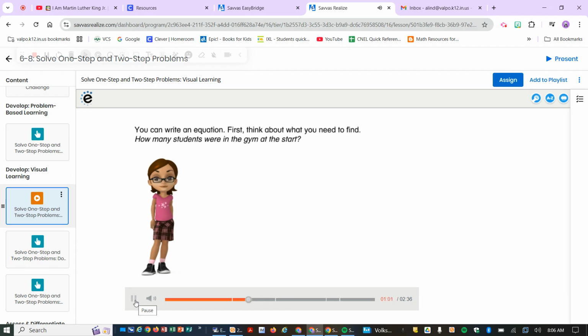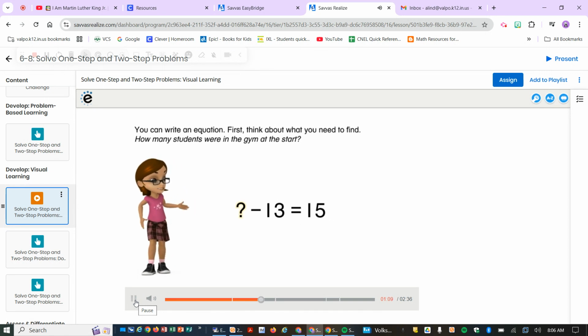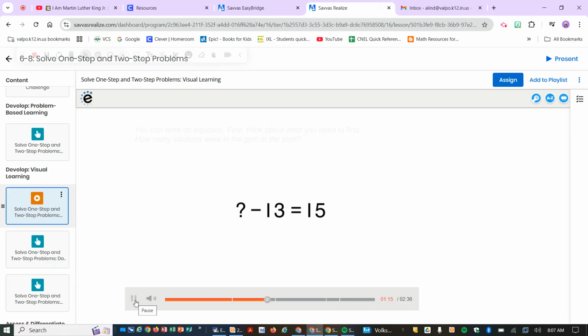You can write an equation. First, think about what you need to find. How many students were in the gym at the start? You can use a question mark to stand for the unknown. Which part of the equation represents the students who are still in the gym?